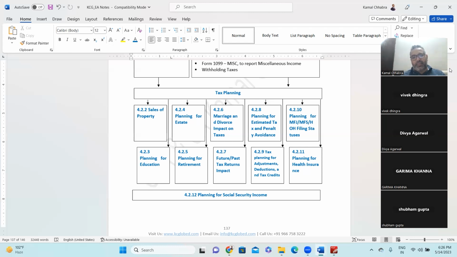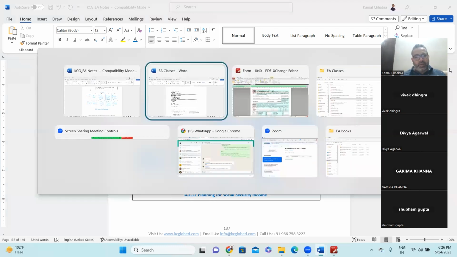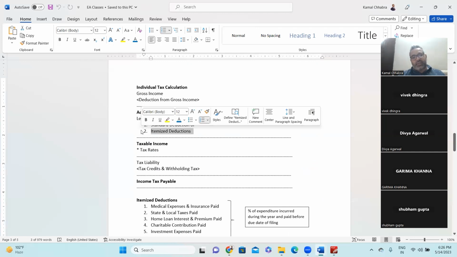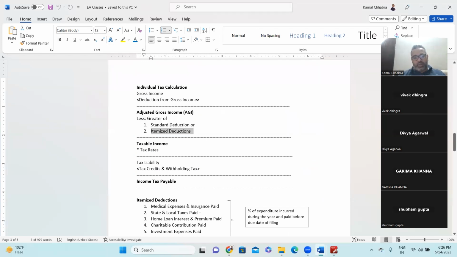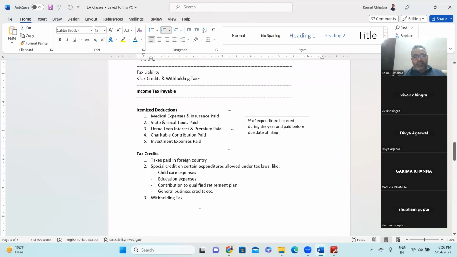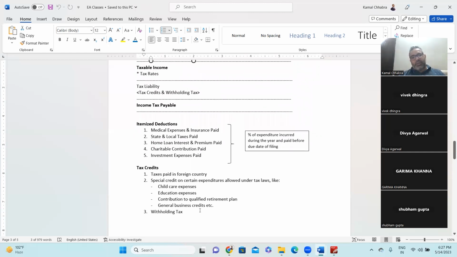And then the eighth one is planning for estimated tax and penalty avoidance. How can you avoid or minimize the penalty? Next one is tax planning for adjustments, deductions, and tax credits. This again comes to the calculation part: whether we should choose the standard deduction or itemized deduction. Within itemized deductions, how to consider medical expenses, state and local taxes paid, home loan interest, charitable contributions, and investment expenses paid. For tax credits, there are foreign country taxes paid, special tax credits such as child care, education expenses, contribution to a qualified retirement plan, general business credit, and withholding tax. All those things we need to consider one by one.